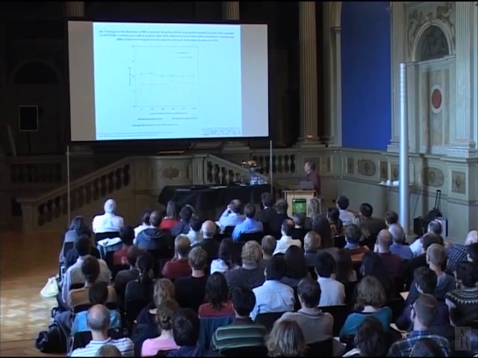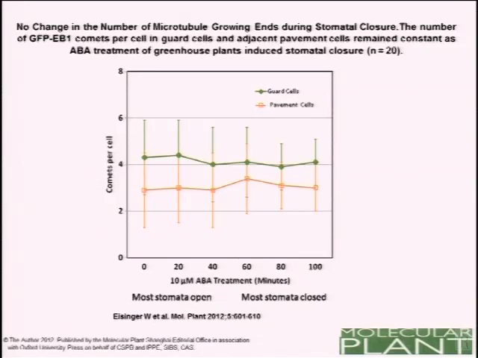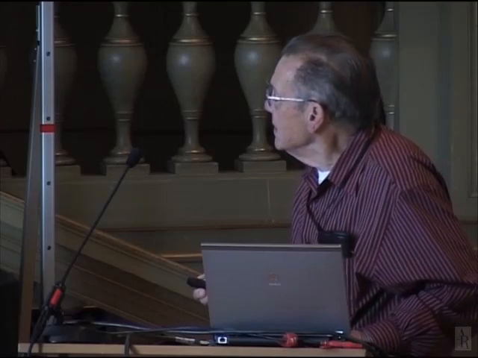If you look at the number of them now between the guard cells and the pavement cells, starting with guard cells, stomata that are open and inducing them to close with ABA, there's no difference in the number. So that doesn't account for it. It isn't that you have less growing ends. Well, maybe they're going slower. That's another possibility, if they're moving more slowly.